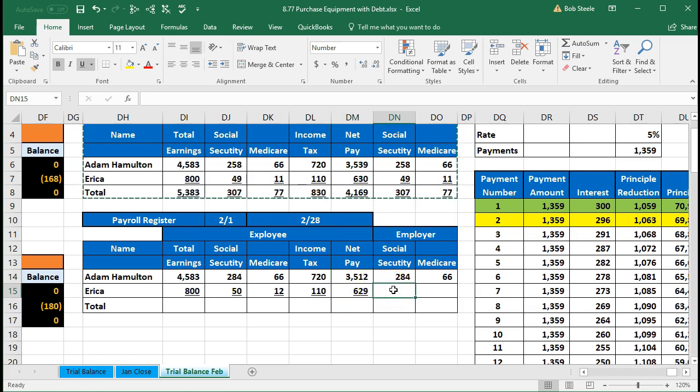So then we're going to bring over the same Social Security and Medicare. So the employer portion is going to be kind of like, you can think of it as matching. It's not really the same as a 401k plan in the way it works, but the matching can be thought of as much the same. So then we have that, and now we're just going to sum these columns up for the totals.